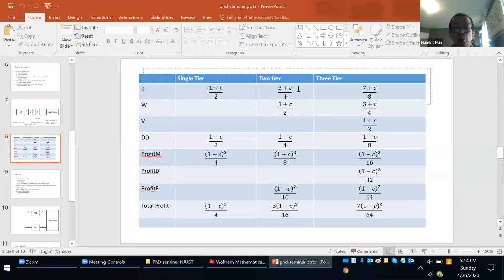For 2-tier, we have the retail price, we have the wholesale price, we don't have V, we have the demand, we have profit M, we have profit R, we do not have profit D, and then there's a total profit. Lastly, we have a 3-tier supply chain. We have the price, we have the wholesale price, we have V, we have the demand, we have profit M, profit D, profit R, and total profit.